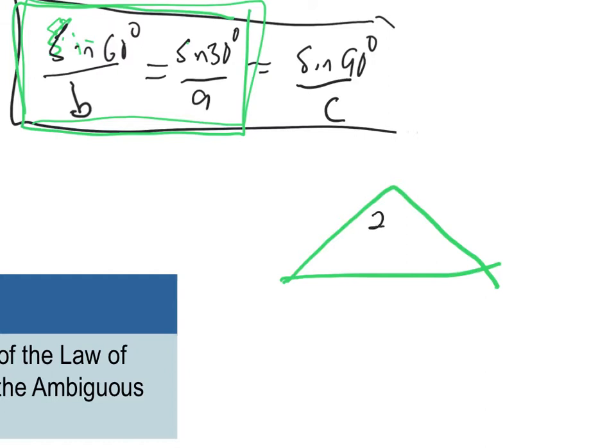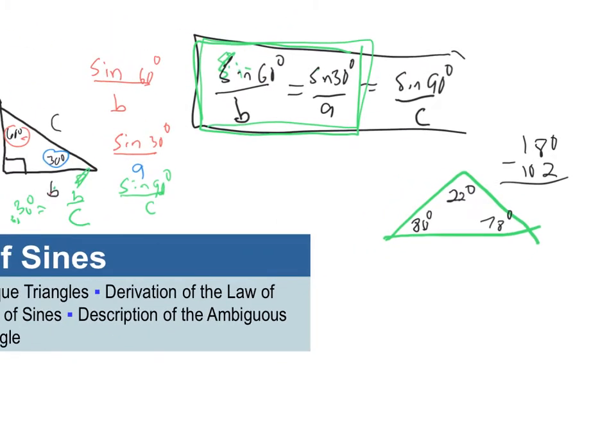If this was 22 degrees and this was 80 degrees, and that would make 80 plus 22 is 102. Then 180 minus 102 would be how much? 78? Because all three angles have to add up to 180. Hopefully they do. Okay, so it works on here as well.